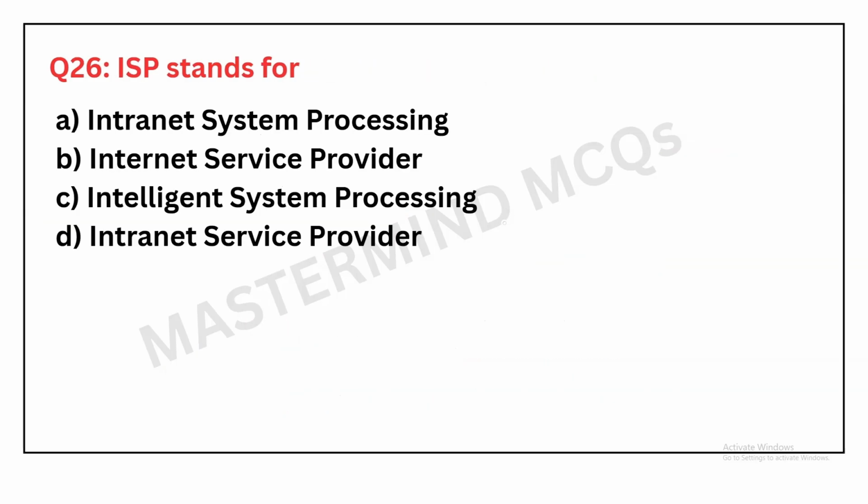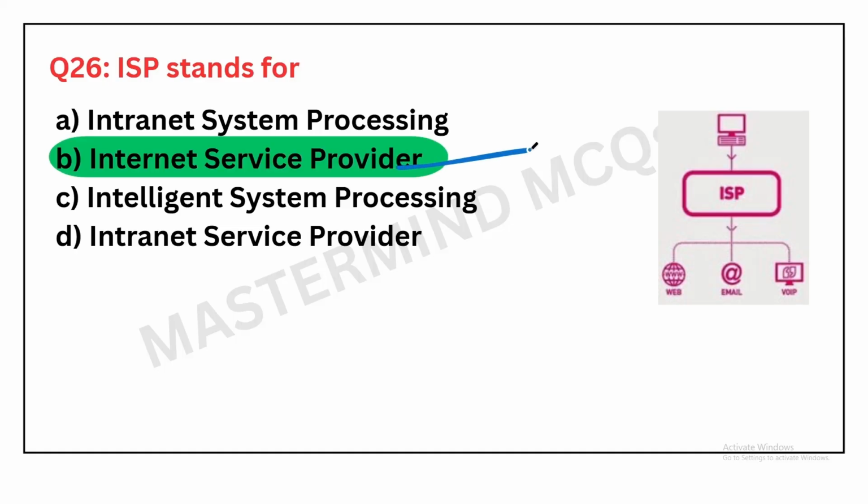Question number 26. ISP stands for what? Option A, Internet System Processing. Option B, Internet Service Provider. Option C, intelligent system processing. Option D, internet service provider. The right answer is option D, internet service provider. An internet service provider is a company that gives users and organizations access to the internet.